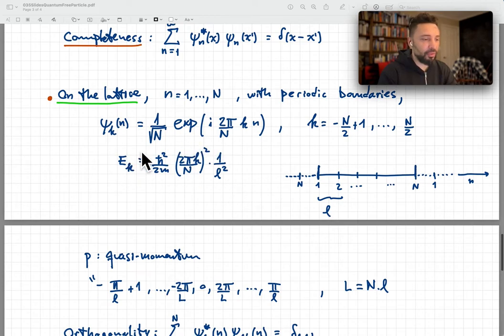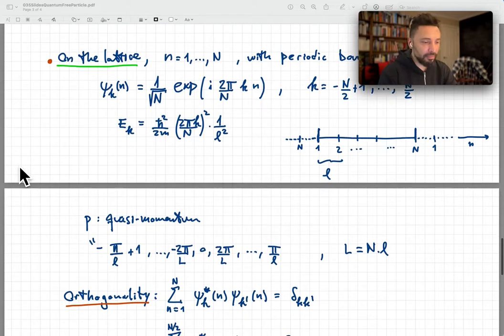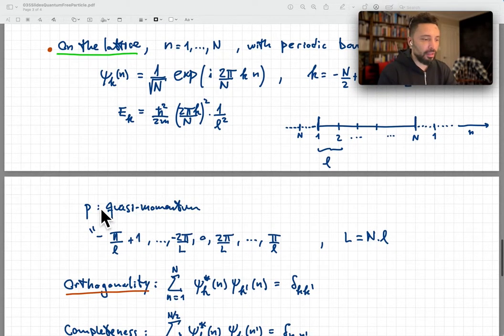There are energies associated with this in the same way as before, where now you start to see a first appearance of the lattice spacing determining how that energy is discretized, as well as 2 pi over N. And if you combine this big N squared with this little l squared, then you see the whole length of the lattice, the length of the box, if you want, which you might call big L. And if you do that, then you can identify what we call a quasi-momentum. Again, momentum here is not really a good quantum number. It's a quasi-momentum that we have here because we're not in continuous space.